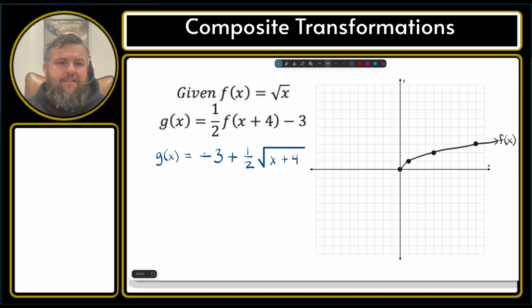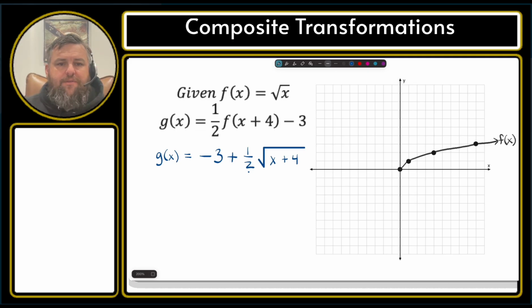Now the next thing I can see from the function is that this minus 3 here means that all of these points shift down 3 units. The 1/2 means that the function is vertically compressed, so I'm squeezing down on the graph. And the plus 4 on the inside just means that we're going to shift the graph to the left 4 units. So how does this look on the graph when we apply this?